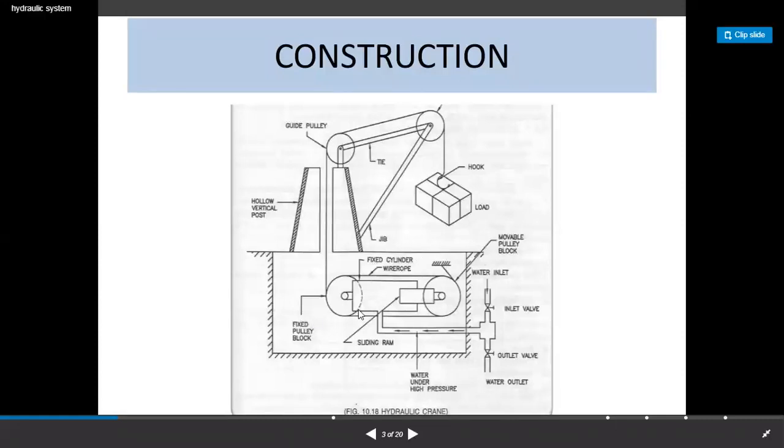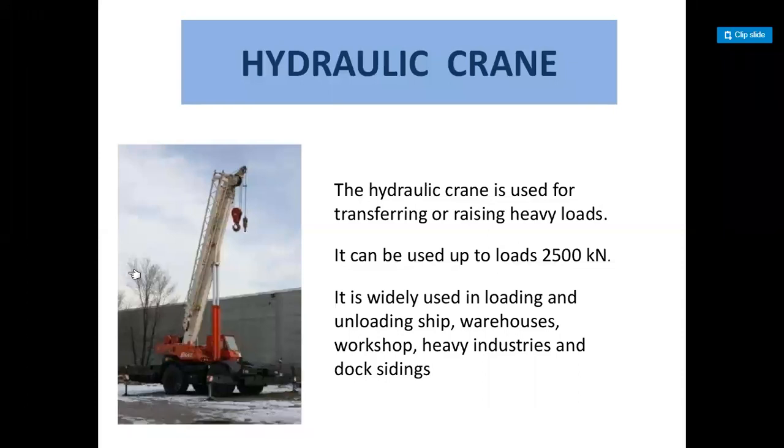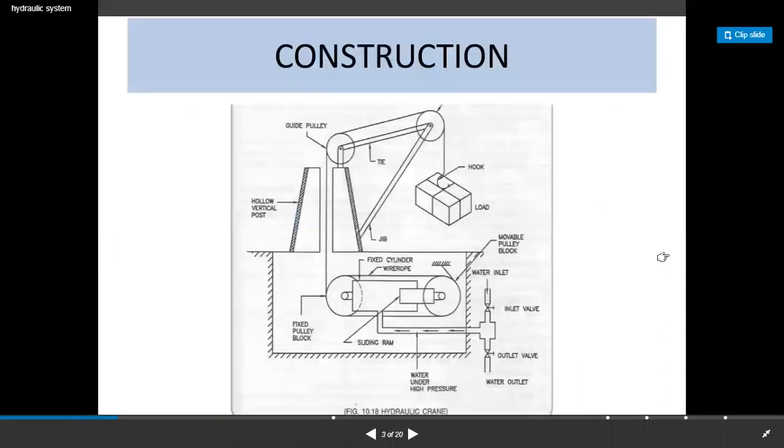There is a fixed pulley and a movable pulley. In this hydraulic crane, there are two pulleys, a fixed pulley and a movable pulley. They are used to guide the lifting of high amounts of load.